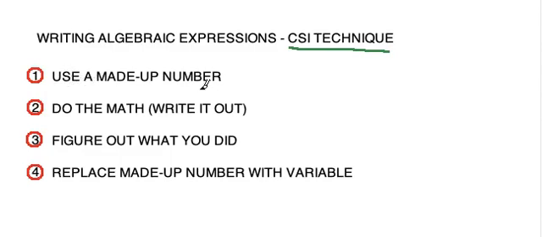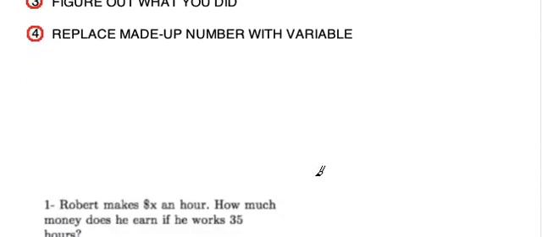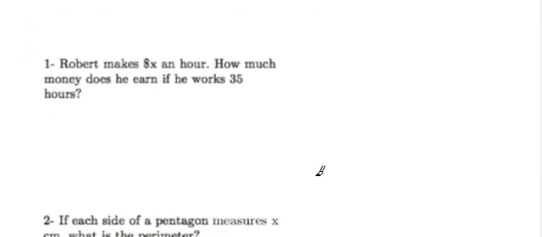We're going to use a made-up number, then we're going to do the math with that made-up number, then we're going to figure out what we did CSI style, and then we're going to use that to figure out how to write an algebraic expression. An algebraic expression, we've already seen these for a while. An algebraic expression is just a combination of usually numbers and variables, sometimes just variables, but usually coefficients, sometimes constants as well. And it's an abstraction. It's not one concrete value, but an expression that could have multiple values.